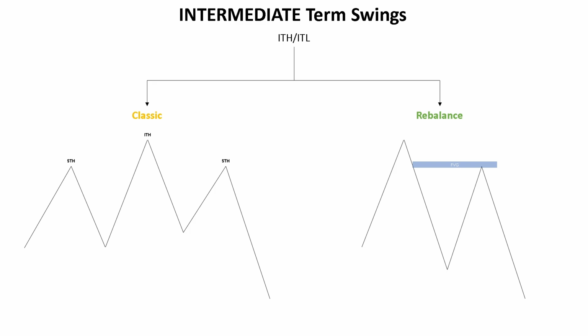That swing high that tapped into the fair value gap and gave a reaction in the market is our intermediate term high. Intermediate term swings give us a framework of what the market is going to do. They tell us that this is what is happening in the market and this setup is forming. This is where you need to make an entry. It gives us a complete framework.